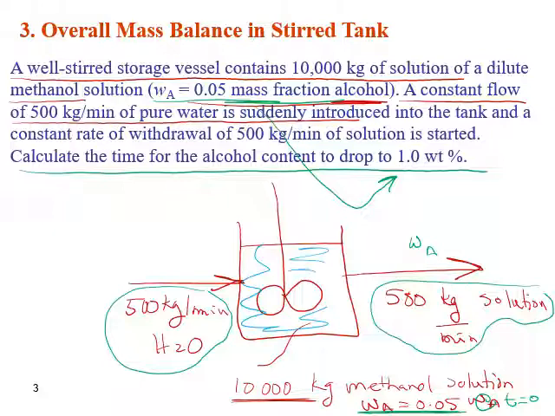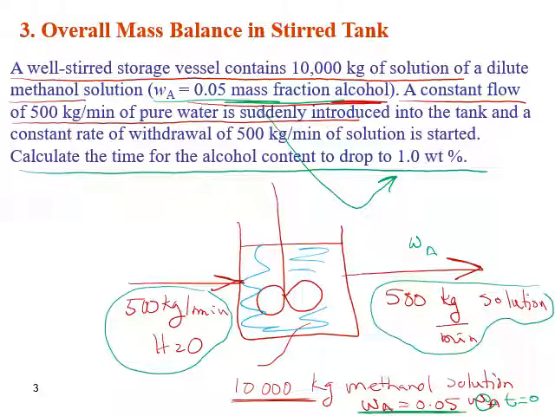A constant flow of 500 kilograms per minute of pure water is suddenly introduced. So now there is here 500 kilograms per minute of H2O, of water, into the tank, and a constant rate of withdrawal of 500 kilograms per minute of solution started as well. So I am withdrawing again 500 kilograms per minute of solution.